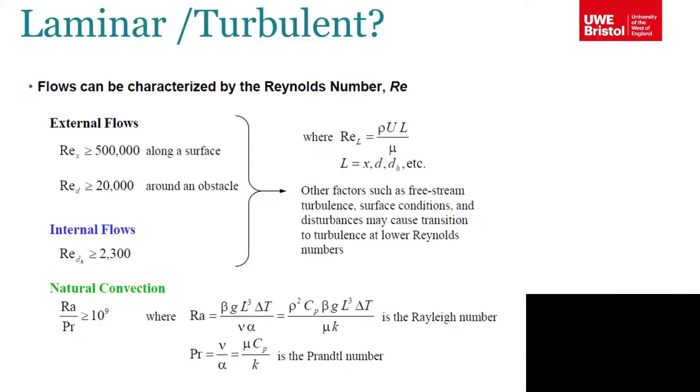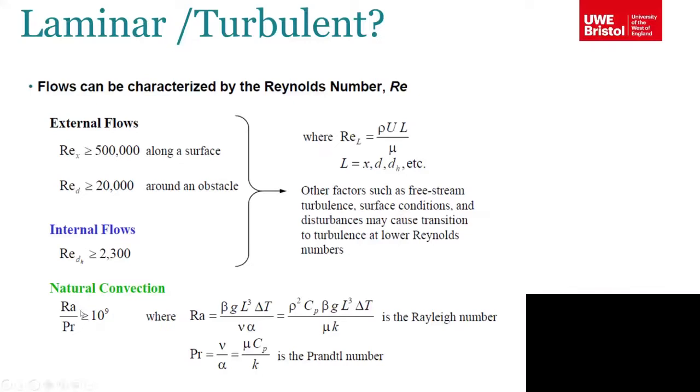I thought laminar flow was like below 300 or something. No, 2,300 is for internal flows. We talked about this the other day as well. For internal flows, it will become turbulent fairly quickly because of the wall friction.